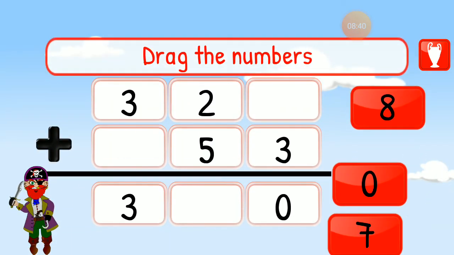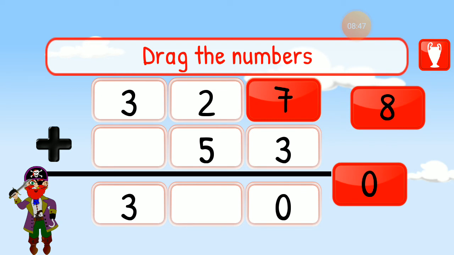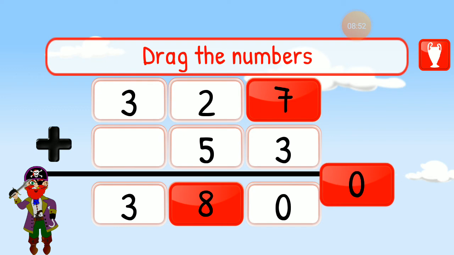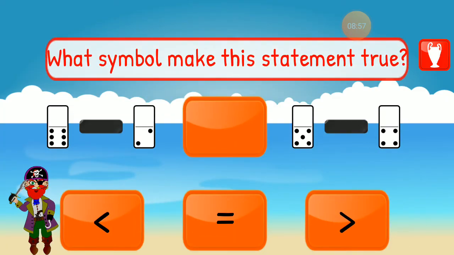Drag the numbers, okay? Dash plus 3 is 10, so 7 plus 3 is 10. Carry on 1. 1 plus 2 is 3. 3 plus 5 is 8. 3 plus 0 is 3. What symbol makes this statement true? It's less than. Oi. Galt ho gaya. 6. Sorry. This is a symbol of minus. 6 minus 2 is 4. And 5 minus 4 is 1. So it's greater than.